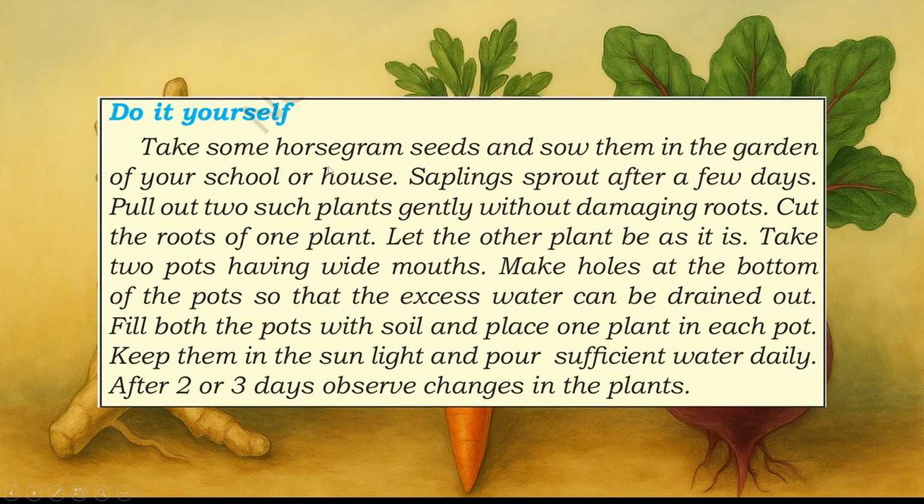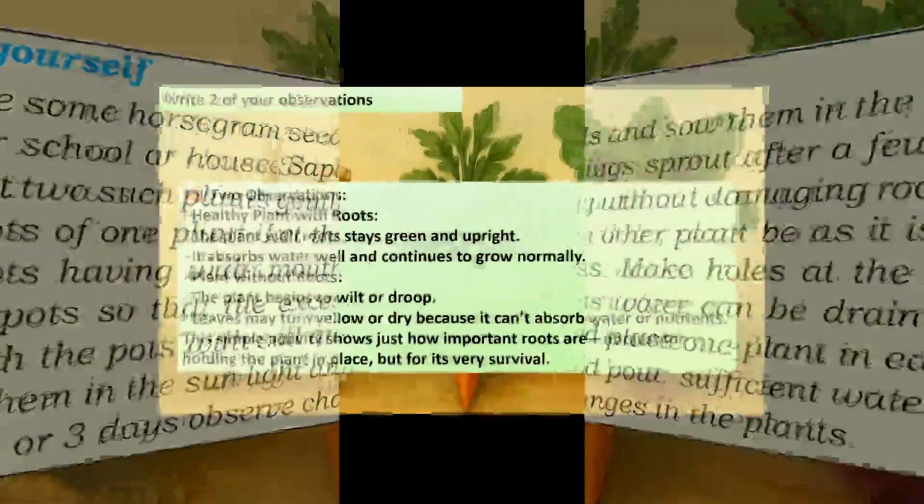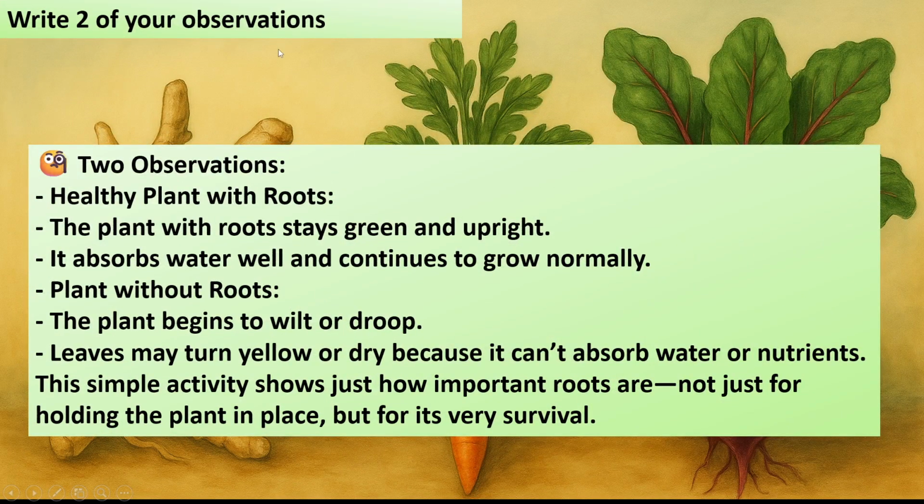Do it yourself. Take some horse gram seeds and sow them in the garden of your school or house. Saplings sprout after a few days. Pull out two such plants gently without damaging roots. Cut the roots of one plant. Let the other plant be as it is. Take two pots having wide mouths. Make a hole at the bottom of the pot so that the excess water can be drained out. Fill both of the pots with soil and place one plant in each pot. Keep them in the sunlight and pour sufficient water daily. After 2 to 3 days, observe changes in the plants. Write two of your observations.